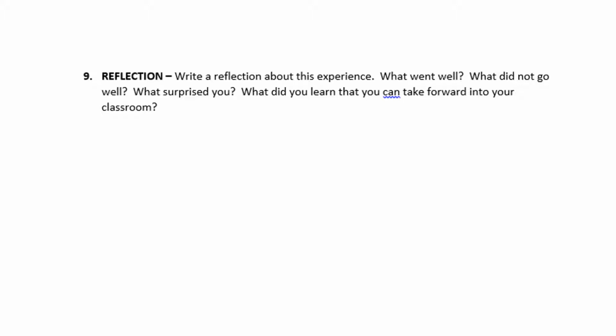The last part of the assignment is the reflection. This is where you think back on this experience and think about what went well, write about what did not go well, what surprised you, what did you learn that you can take forward into your classroom. This is different, again, as in previous assignments, from a conclusion. A conclusion is a summary that states, here's what I did. A reflection, though, is more thoughtful. Here's what I did, and here's what I think about it, and here's what I'm going to take away from it.